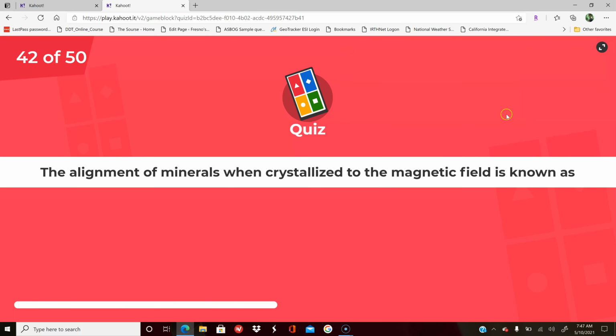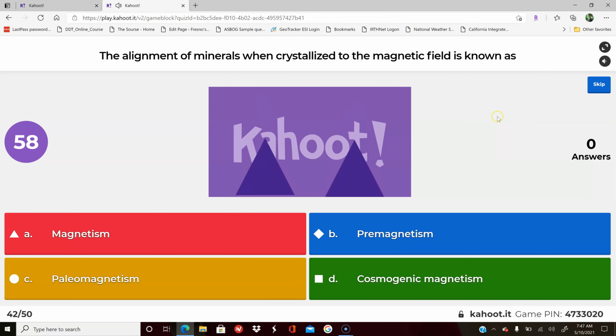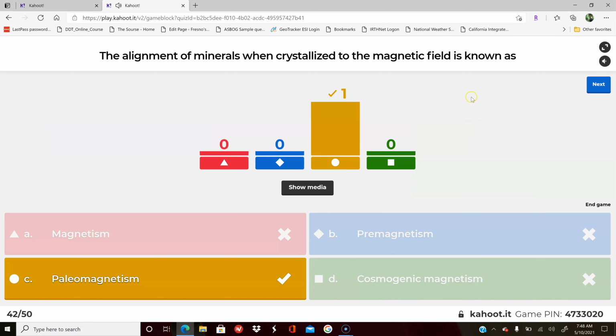The alignment of minerals when crystallized to the magnetic field is known as magnetism, premagnetism, paleomagnetism, or cosmic magnetism. That would be paleomagnetism. So the alignment of minerals when crystallized to the magnetic field is known as paleomagnetism.